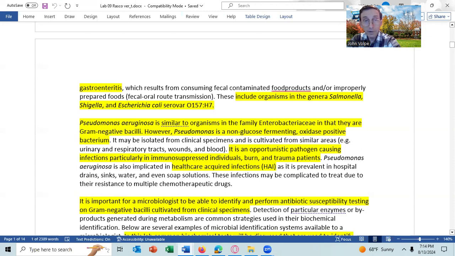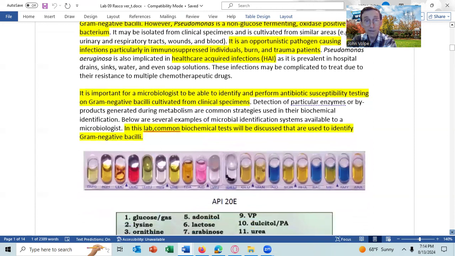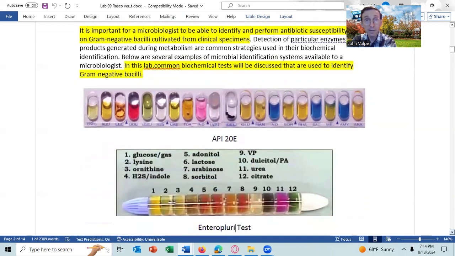It's important for a microbiologist to be able to identify and perform antibiotic susceptibility testing on gram-negative bacilli cultivated from a clinical specimen. In this lab, we're going to look at the biochemical tests that are used to identify gram-negative bacilli. And here's a bunch of gram-negative bacteria tests. We're not going to look at most of these, but we will look at some of them.